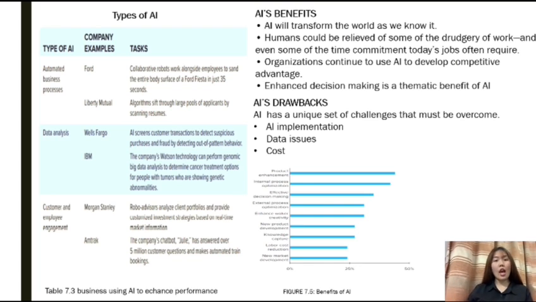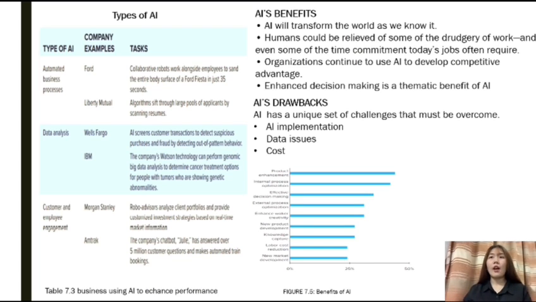AI benefit. AI will transform the world as we know it. Humans could be relieved of some of the drudgery of work and even some of the time commitment to their job often required. Organizations continue to use AI to develop competitive advantage. Enhanced decision making is a thematic benefit of AI.